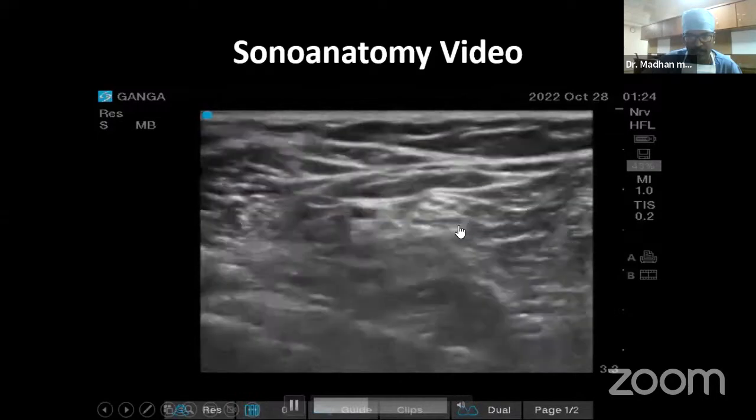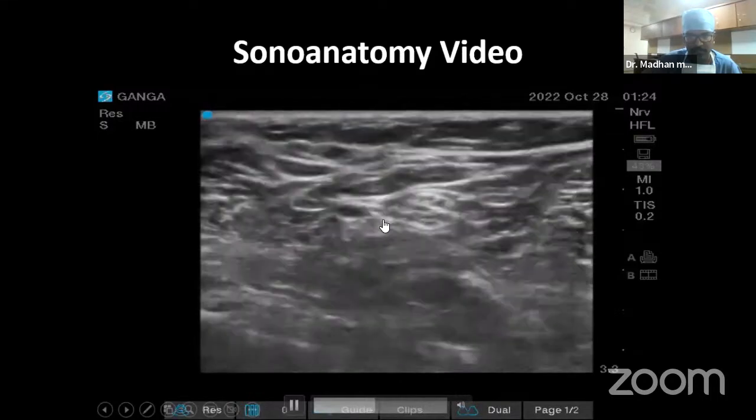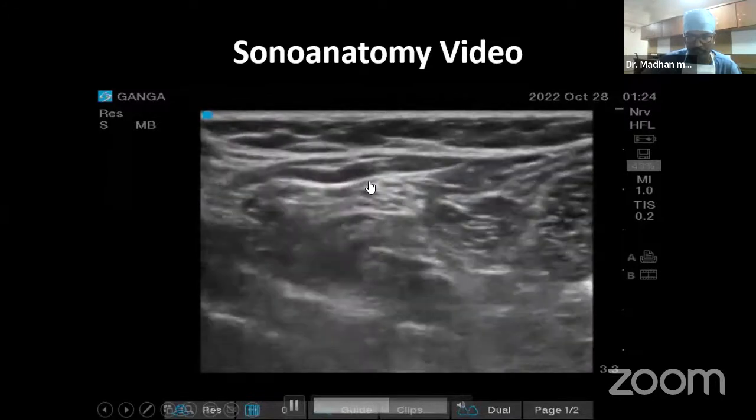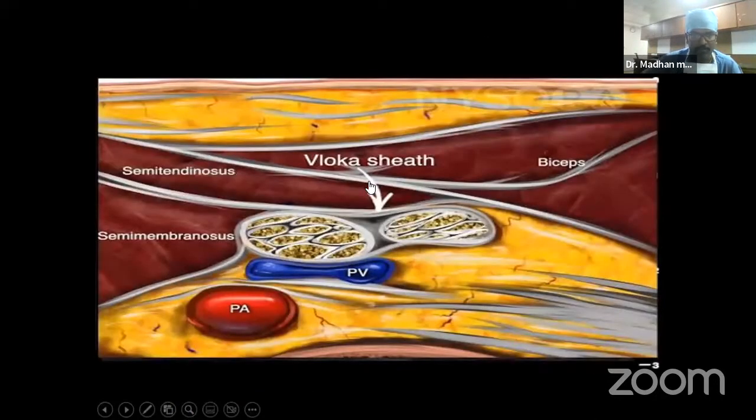So this is the paraneural sheath covering the sciatic nerve. This is a schematic representation of the tibial nerve and the common peroneal nerve. So this will be lateral, this will be medial. And this paraneural sheath is called the Vloka sheath.